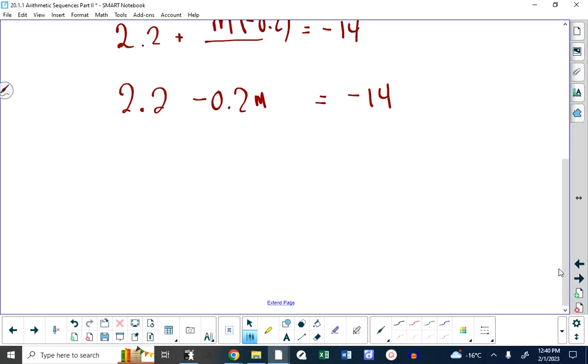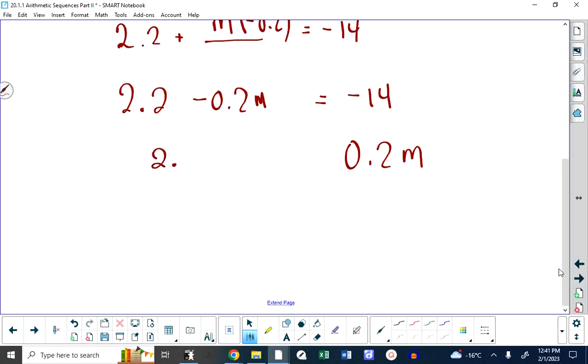I do not want to have negative 0.2m. So I'm going to add 0.2m to both sides, and that will move this to the other side where it becomes positive. And at this level, unless I'm doing a written response assignment or exam question, as a student, I'm not expected to write plus 0.2m plus 0.2m. It's okay in your day-to-day work to just say, I'm going to move it over. And by the way, if I move this negative 14 over, it becomes positive.